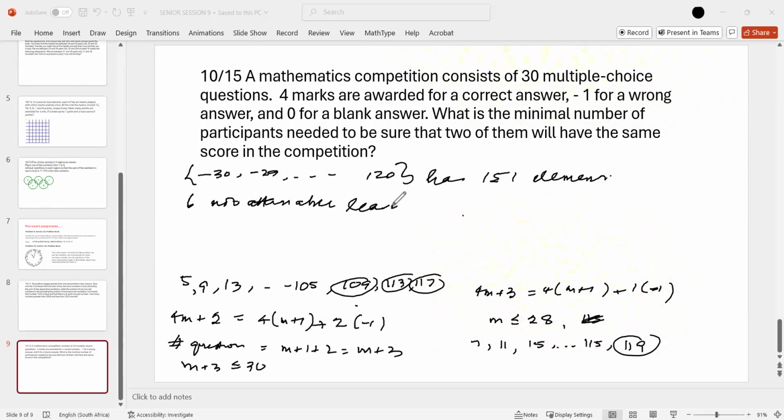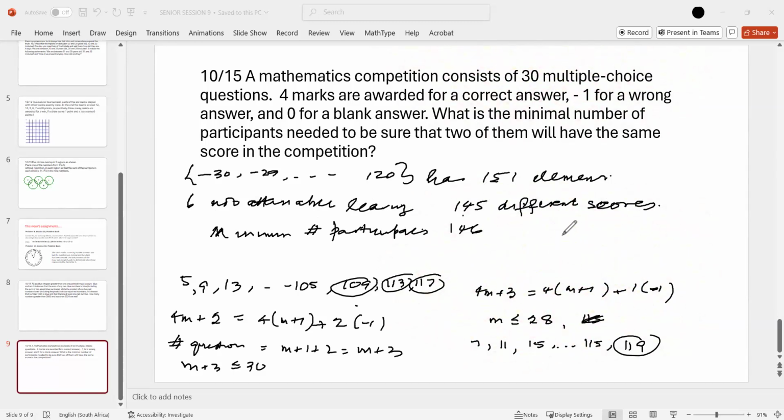Leaving 145 different scores. So the number of different scores which are attainable is 145. From the 151, 6 are not attainable. And therefore, the minimum number of participants has to be 146, because then you can be sure that 2 of them will have the same score.